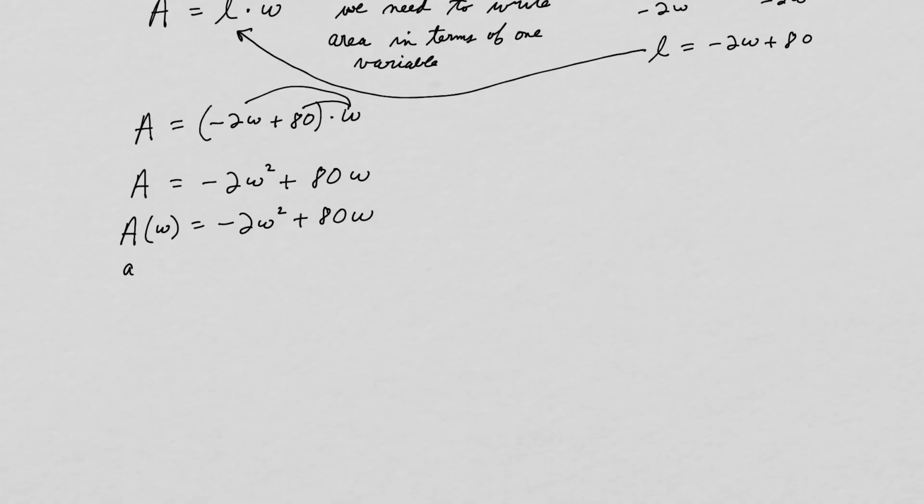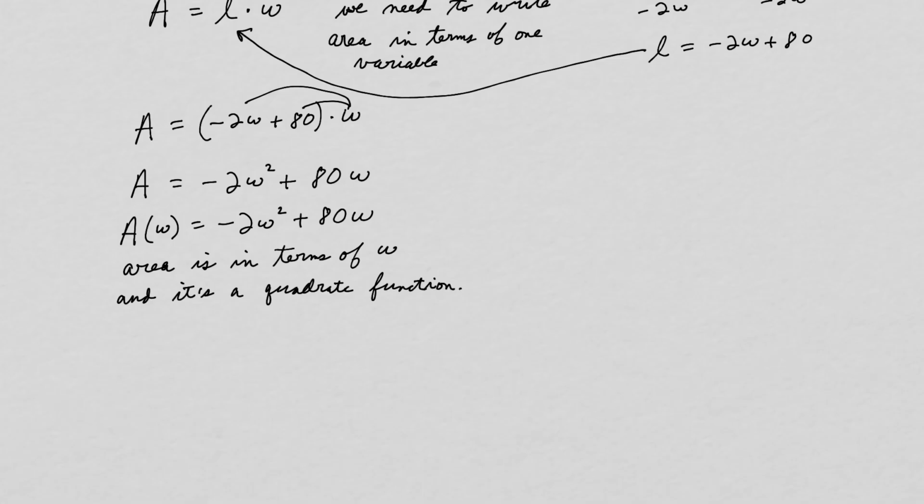So now the area is in terms of W, and it's a quadratic function. Notice, we know A and B. A is negative 2 and B is 80. Because A is negative 2, we know it opens downward. A is negative 2, B is 80, and actually there is no constant, so C is 0.